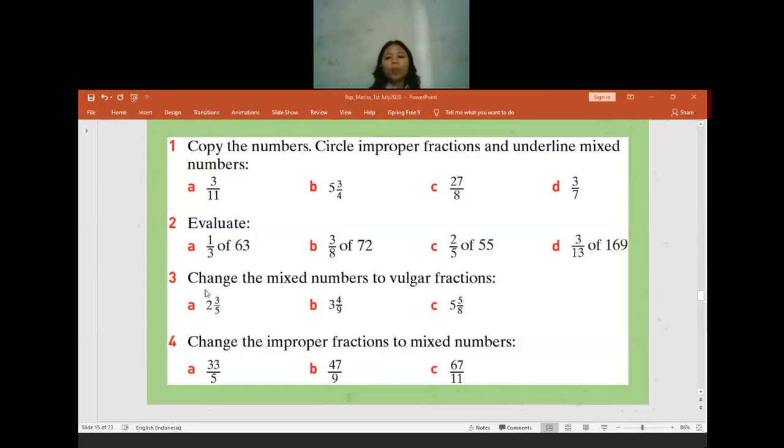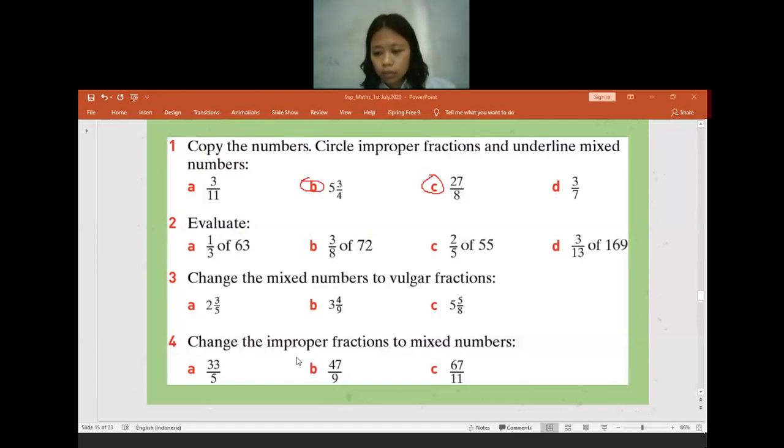Which one is the improper fraction? Is it A, B, C, or D? The improper fraction is the C. Okay. Which one is the mixed number? Is it A, B, C, or D?